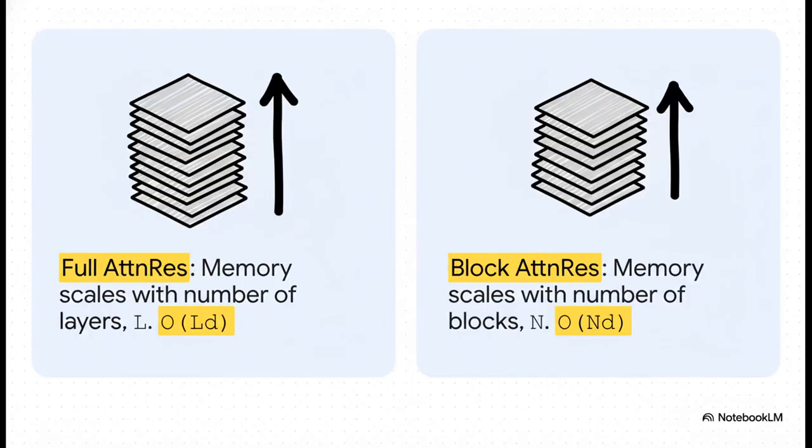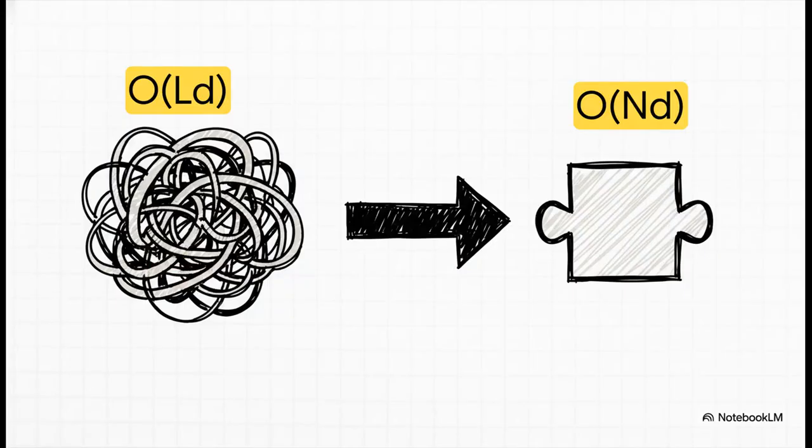Full AttnRes has memory costs that scale with L, the number of layers. That's bad. Block AttnRes, the cost scales with N, the number of blocks, which is way, way smaller than L. That's good. This is the key that makes it a perfect fit for the kind of large-scale training we're all doing right now.